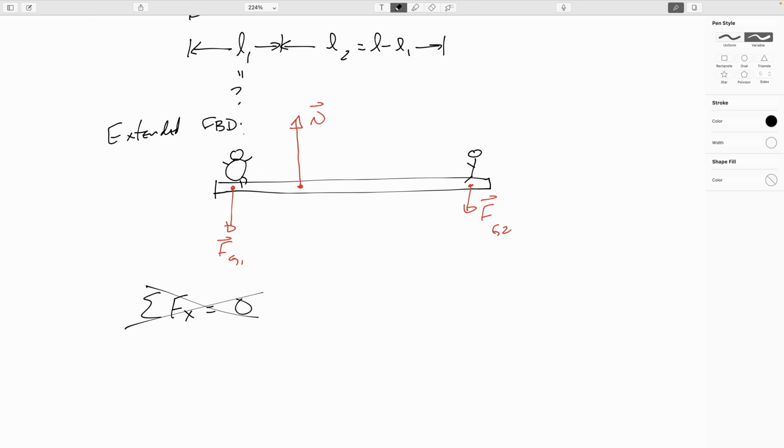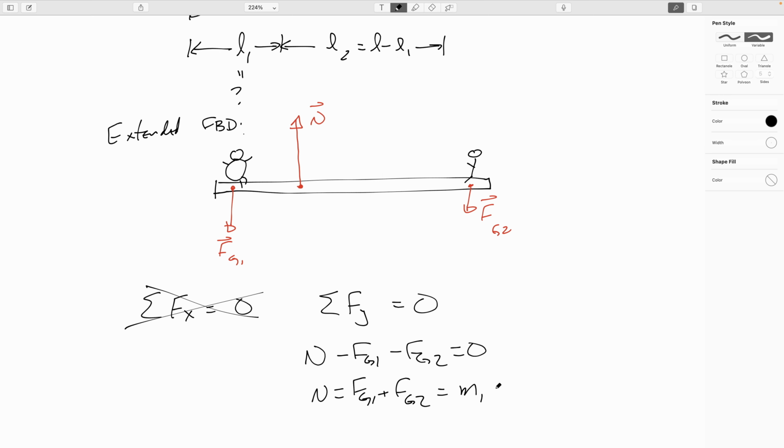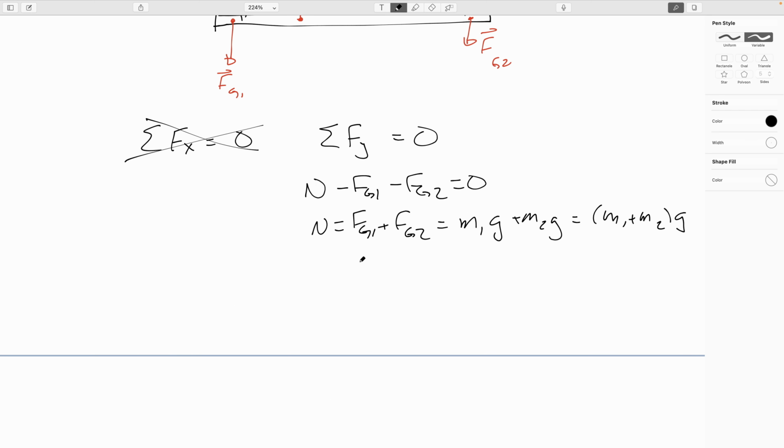So now let's write down the sum of the forces in the y direction. Sum of forces in the y direction should also be 0. We'll have the normal force up minus Fg1 minus Fg2 equals 0. So the normal force equals Fg1 plus Fg2. The force of gravity is mg, so m1g plus m2g. We can pull out a g: (m1 plus m2)g. And we get that that's 50 kilograms plus 25 kilograms times 9.8 newtons per kilogram, which is 735 newtons. Yay.